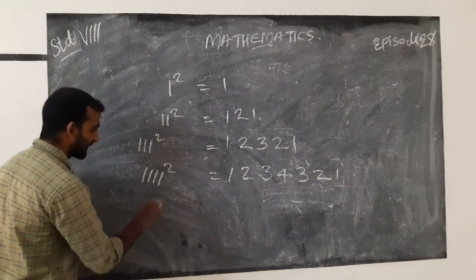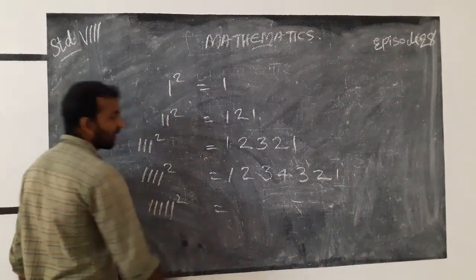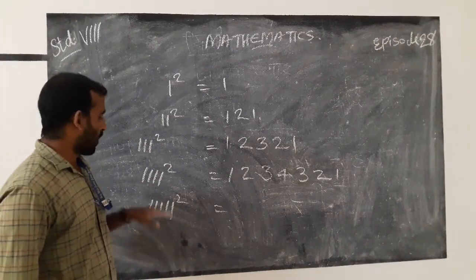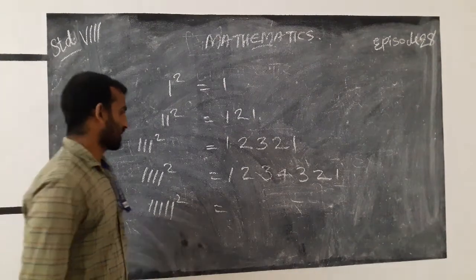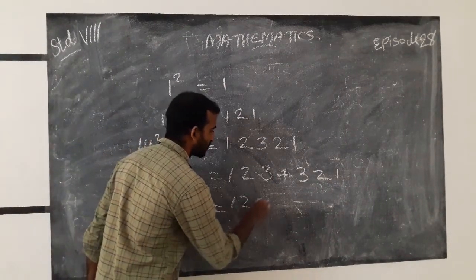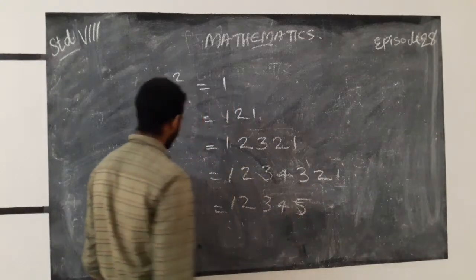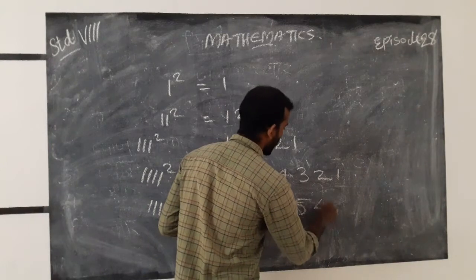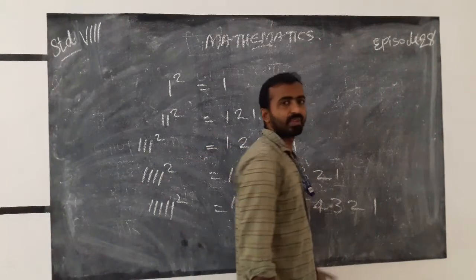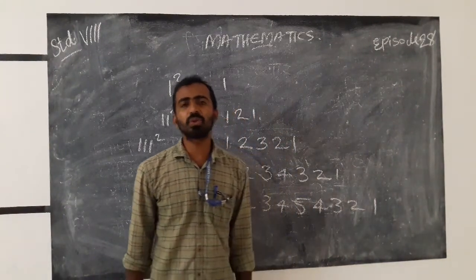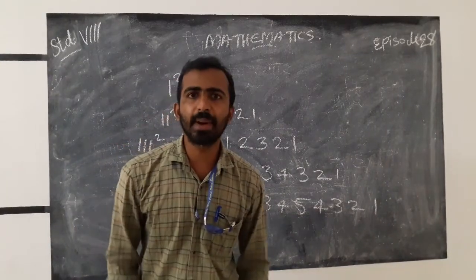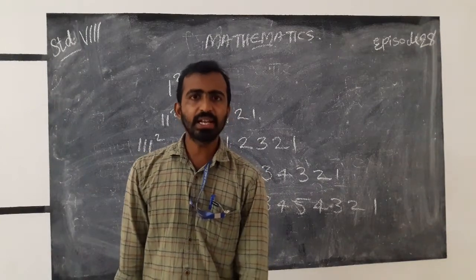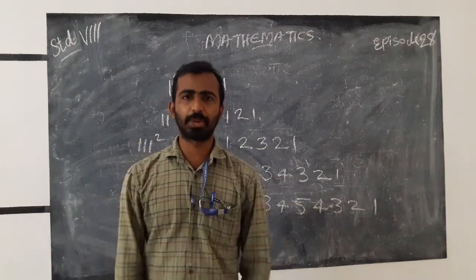And next one is 11,111 square. We can write it as 1, 2, 3, 4, 5. That is, here is 5 digits. So 1, 2, 3, 4, 5, 4, 3, 2, 1. This pattern is also in your textbook, page number 95. You can find it, which is a triangular shape.